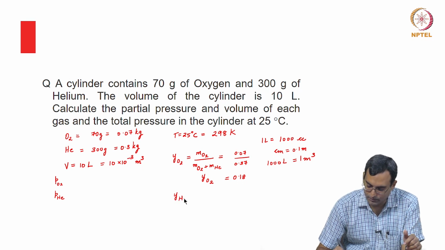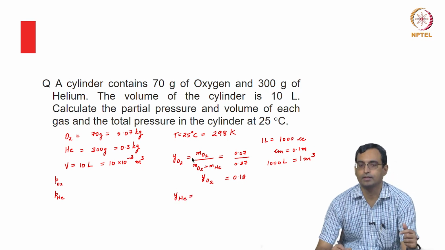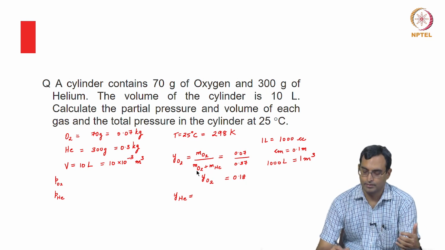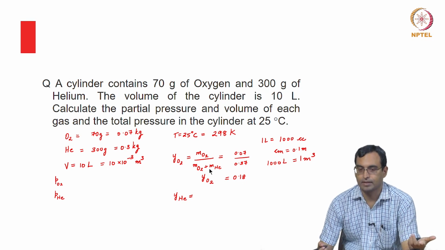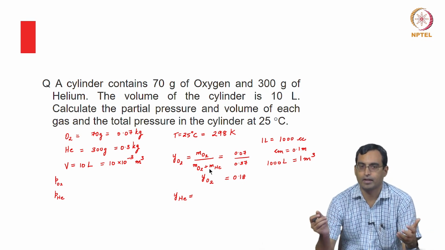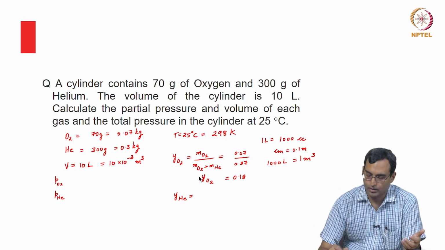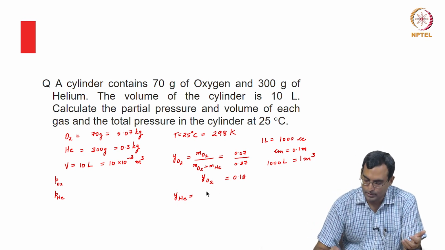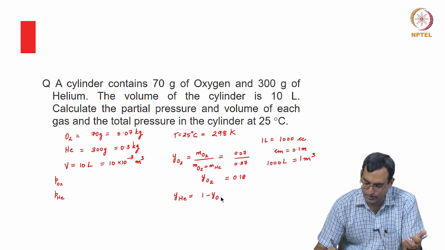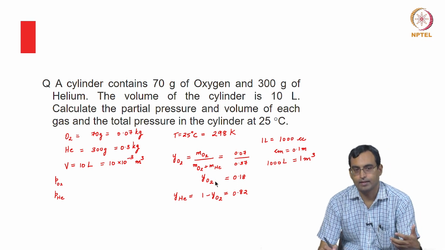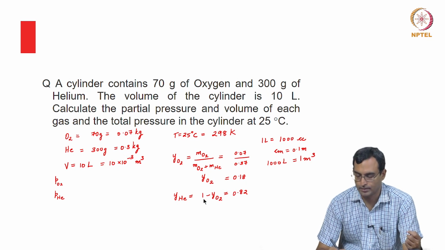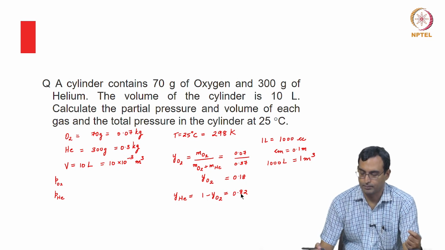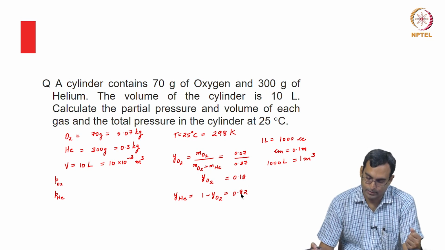Then I can find out the mass fraction of helium in the same fashion. It would be the mass of helium divided by mass of O2 plus mass of helium. But since mass fractions are defined like this, we also know that the sum of all the mass fractions should be 1, and I have already got this as 0.18. So, I can also write this as 1 minus mass fraction of O2, which gives me 0.82. We can also do it the other way, we will get the same answer, because the definition is such that whenever you sum all the mass fractions, they should be 1. Therefore, we get the mass fraction of helium as this.